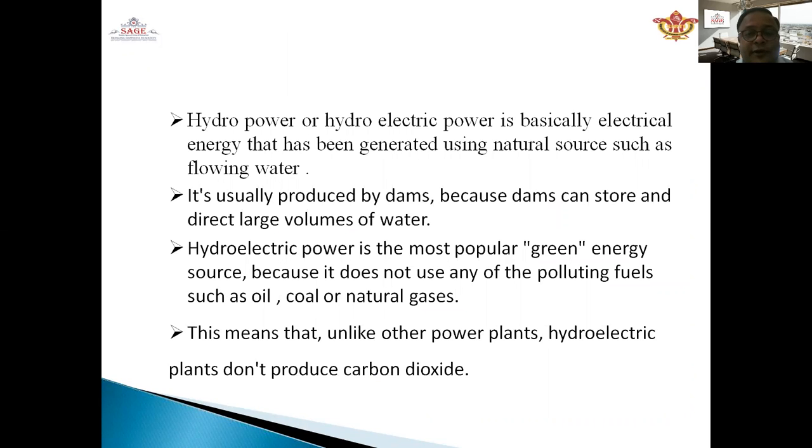Hydropower, or hydroelectric power, is basically electrical energy generated using a natural source such as flowing water. It is usually produced by dams because a dam can store and direct large volumes of water. Hydroelectric power is the most popular green energy source because it does not use any polluting fuels such as oil, coal or natural gas. This means that unlike other power plants, hydroelectric power plants do not produce carbon dioxide.